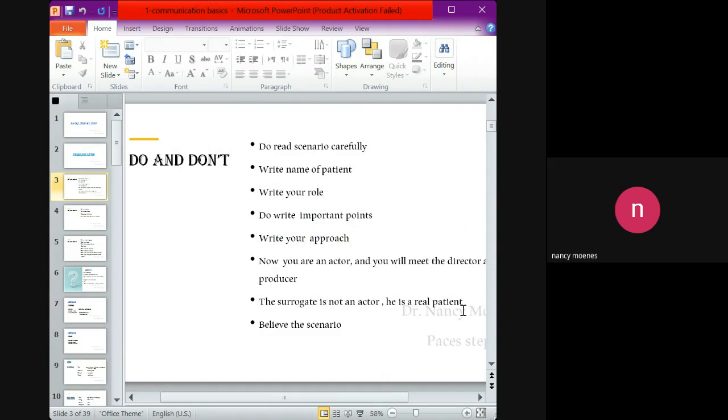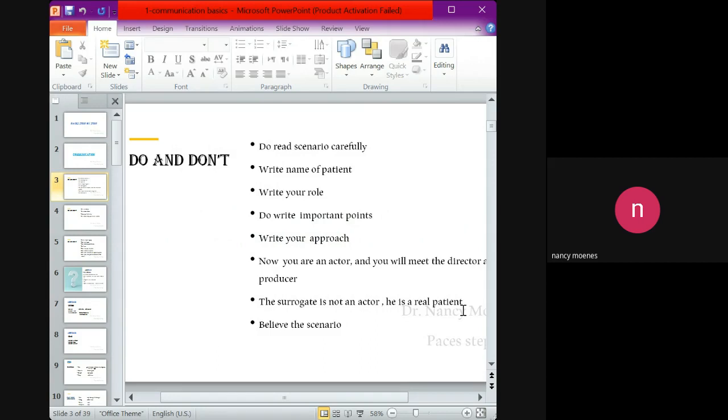Then you summarize the scenario into important points. Why? Because you may miss one point or another, and you may miss a point in your communication, because one of the things they judge you on is to mention all the important points. Don't miss any. So I will make a summary for the scenario.